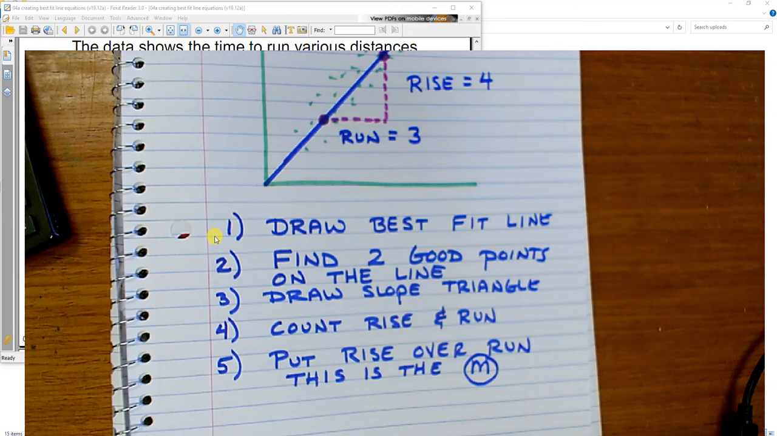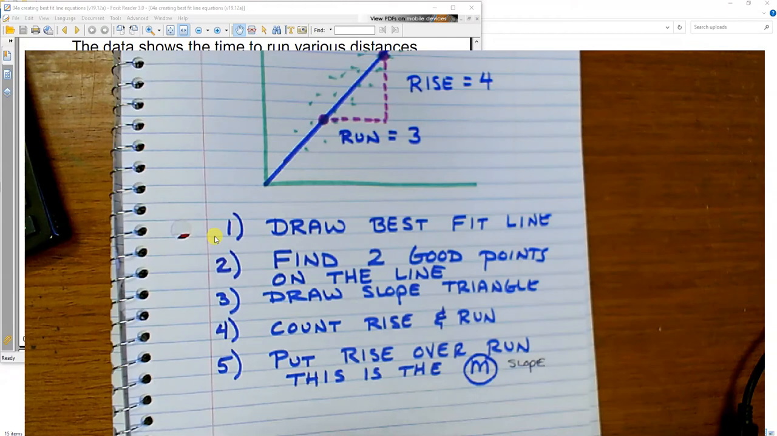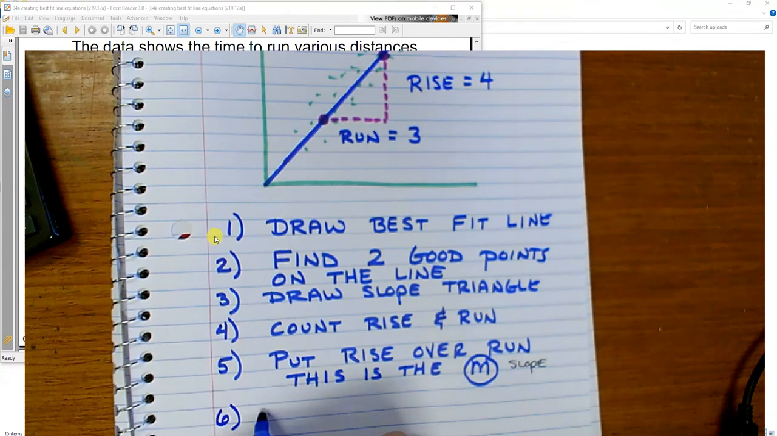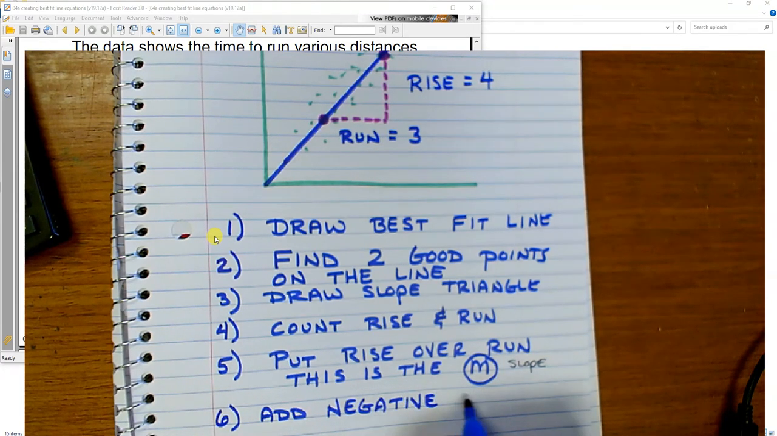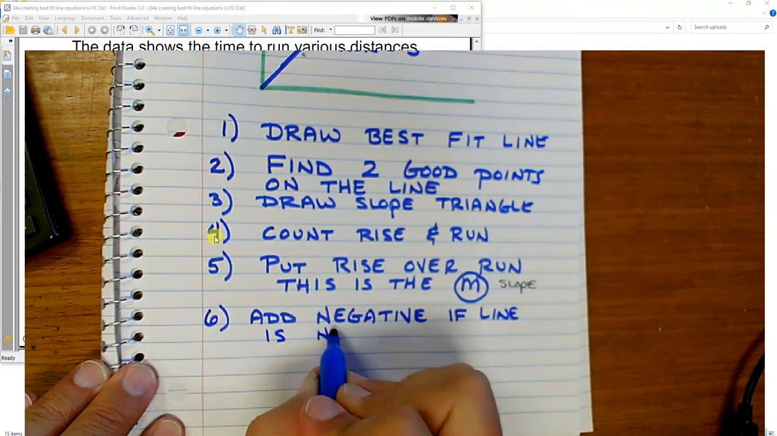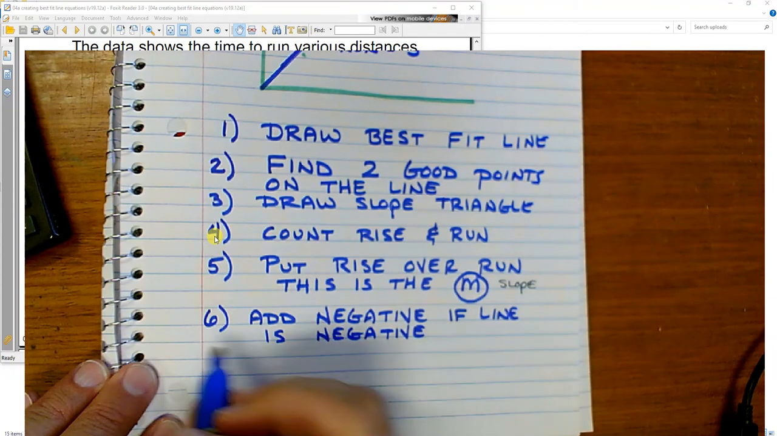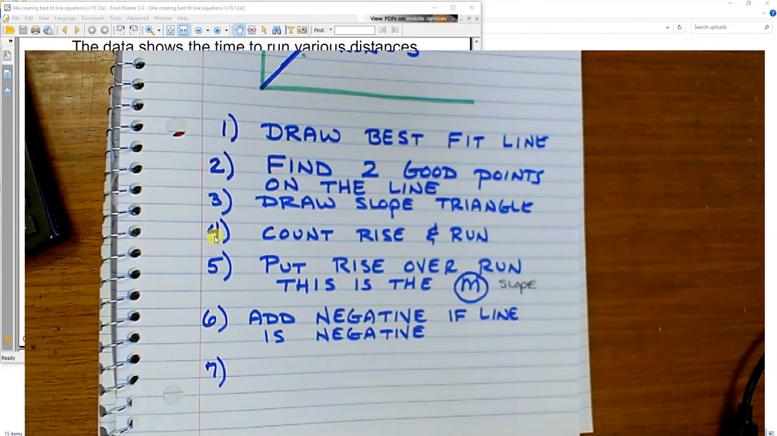And we know that the m is the slope. If it's a negative line, you have to add the negative. Add negative if line is negative. So we have our slope at this top point.